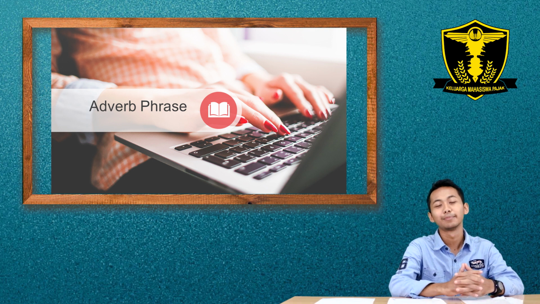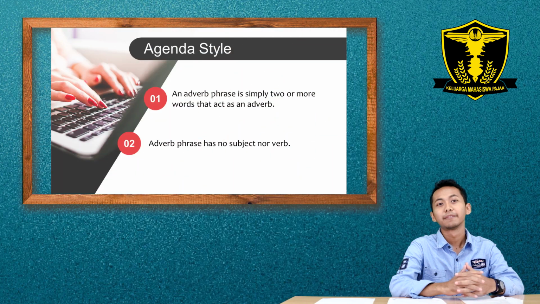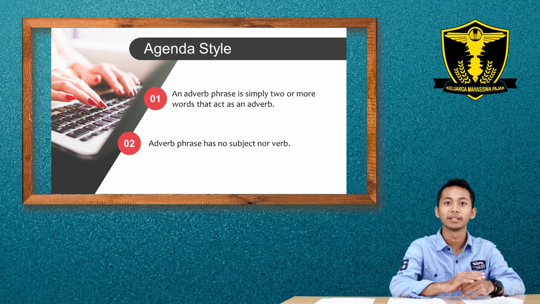Okay, I'm Bagus Pratama. In this session, I will tell you about adverb phrases. An adverb phrase is simply two or more words that act as an adverb. An adverb phrase has no subject nor verb. You will understand more after you read this example.